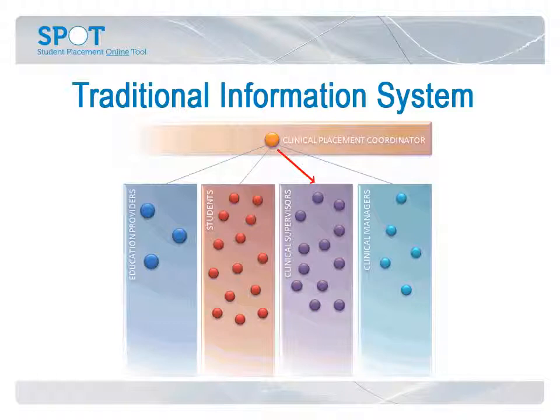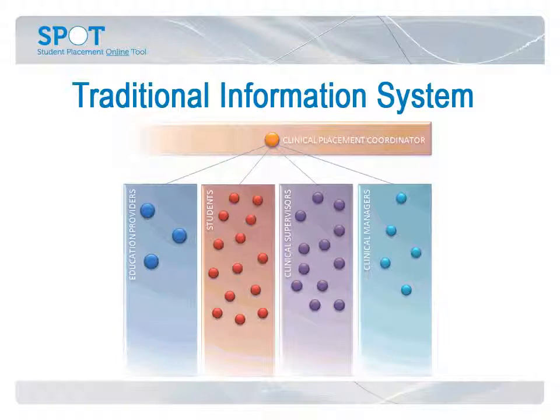So if she needs to say something to the clinical supervisors, she'll send a message into that silo. One obvious issue here is that if the clinical supervisor wants to talk directly to a student, they have to go through the clinical placement coordinator in order to get that information across. Same thing if the education provider wants to talk directly to a clinical manager. They can't do that, they have to go through the clinical placement coordinator again. Hence, this is a top-down view of an information system.